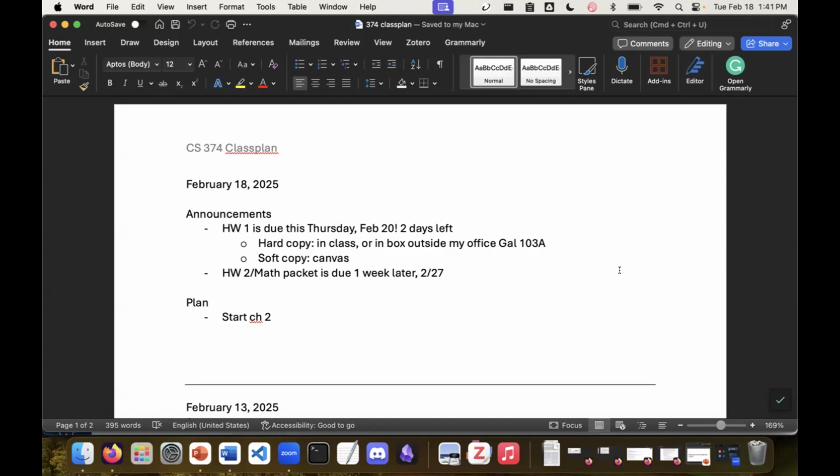In my office in 103A, there's a little plastic box outside my door. So you can just stick it in there, and then I'll come in on Friday and grade it. So that's the plan. Did I see a hand up? Any questions? Great. Yeah. Hard copy or soft copy, either is acceptable.